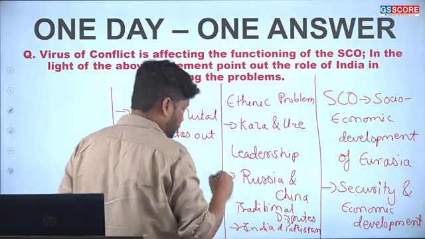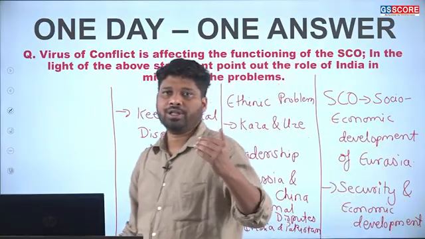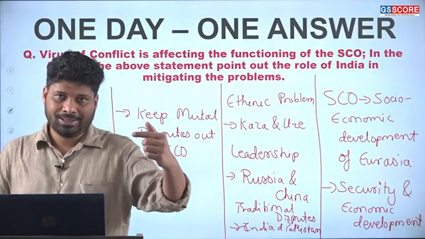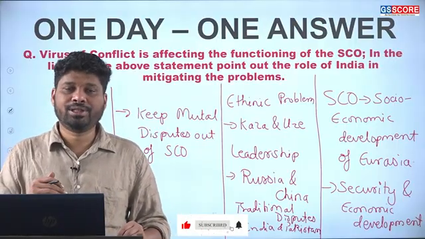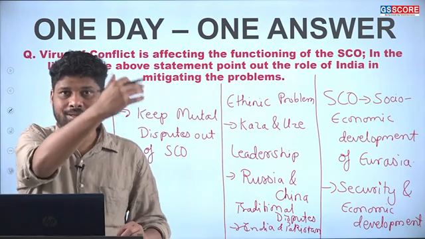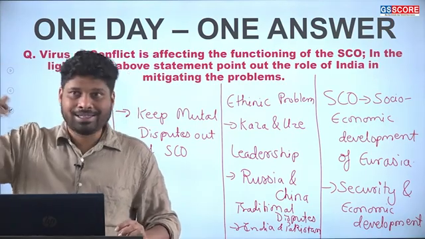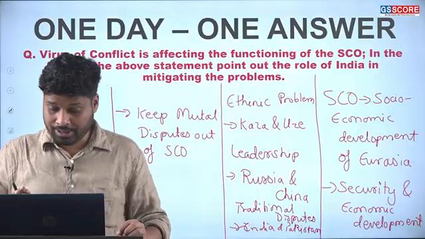So it has to first and foremost set an example of not allowing disputes between it and China or it and Pakistan to be discussed in the Shanghai Cooperation Organization. And in that way, what basically it can do is, it can set an example for other countries who will then settle their disputes outside the organization and work towards the objectives of the organization.